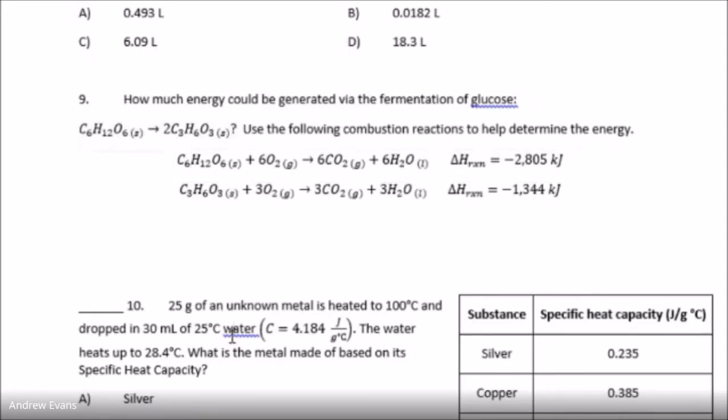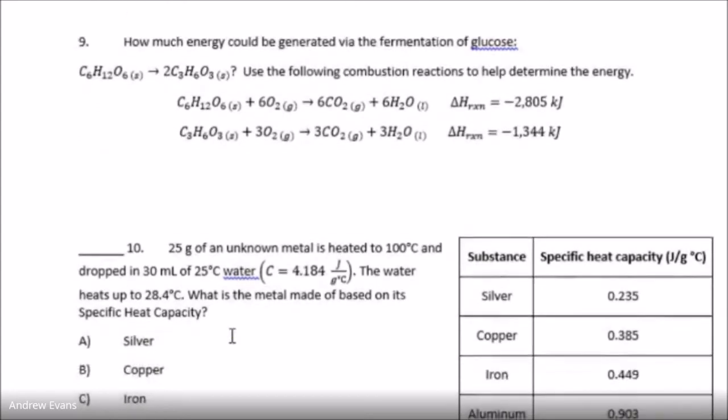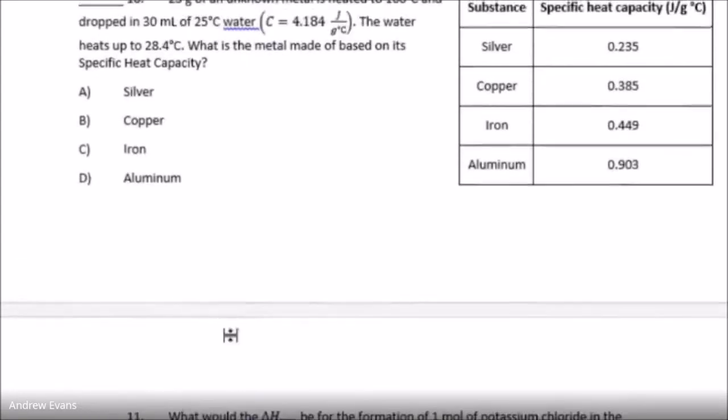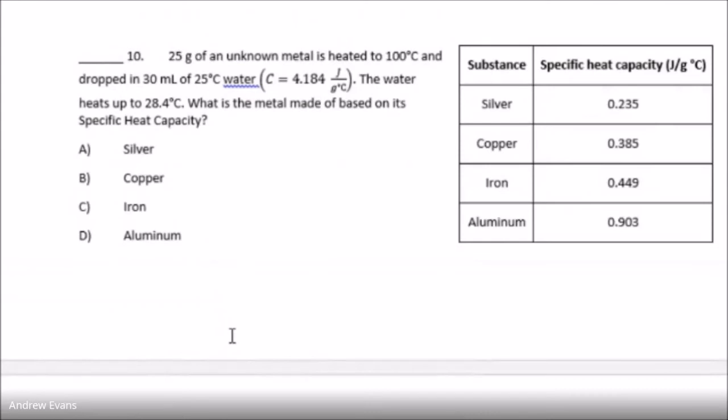Okay, let's scroll down. Okay, 25 grams of unknown metal is heated to 100 and dropped into 30 mils of water with a heat capacity of 4.184. If the water goes to 28.4, what is the heat capacity of the metal? So what is the metal?